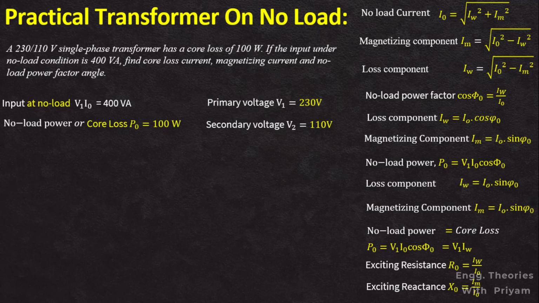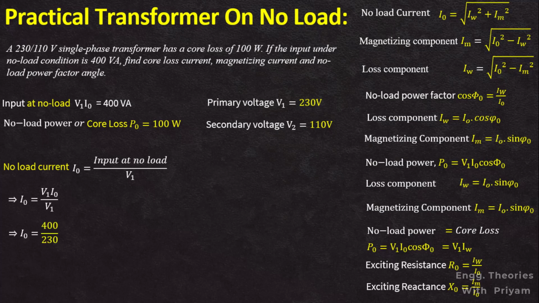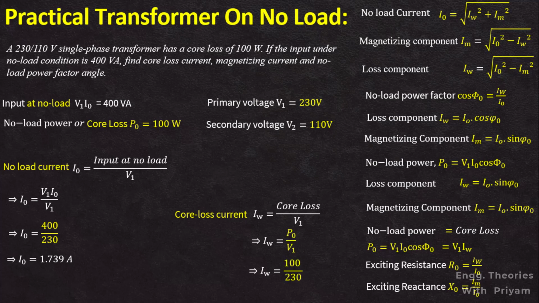So the no load current I naught is input power at no load, which is V1 I naught, divided by primary voltage V1, and the value of V1 I naught is 400, and the value of the primary voltage V1 is 230 volt, from where we can calculate I naught as 1.739 ampere. And we know that the core loss component of the current, or IW, is equal to core loss divided by supply voltage V1. So IW is equal to P naught by V1, or IW is equal to 100 by 230, which will be equal to 0.4348 ampere.